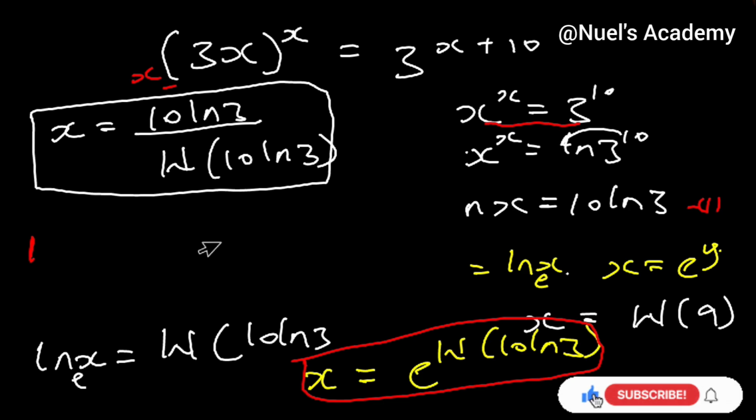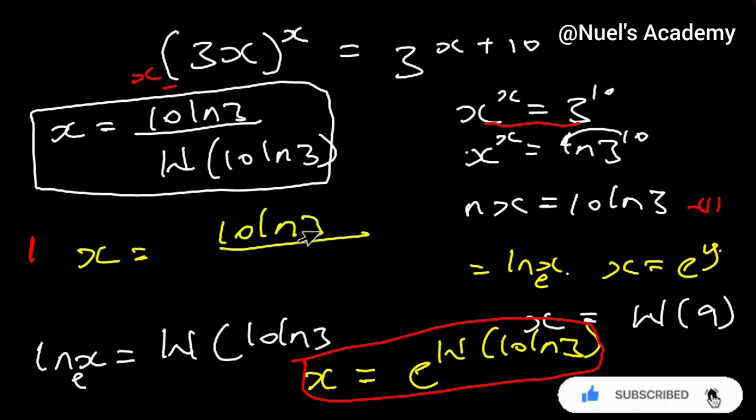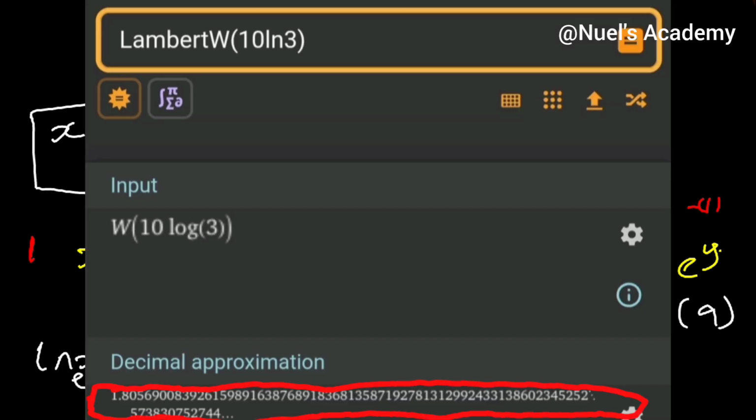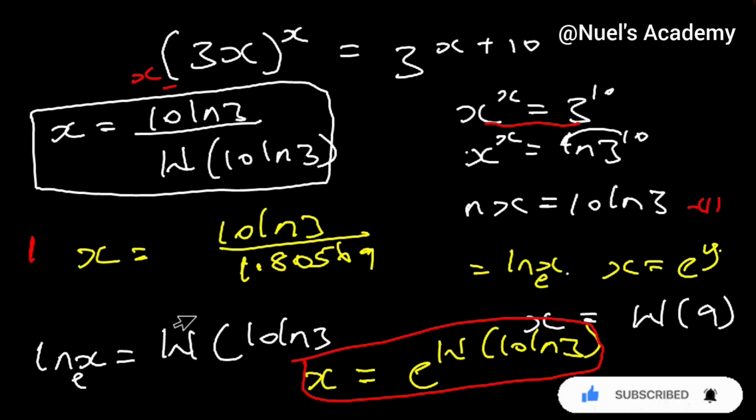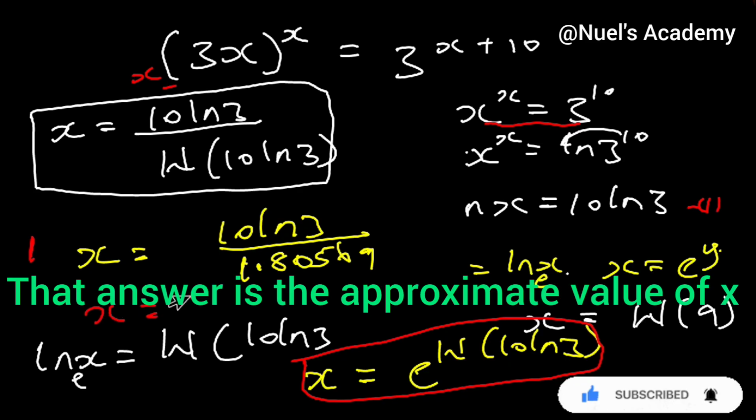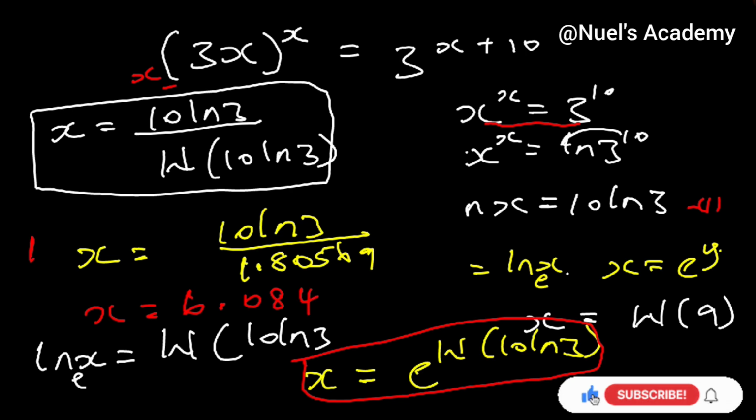Now, to get the numerical value of x, it's going to be 10 ln 3. We are going to look up the value of W(10 ln 3) in the product logarithm calculator. If you look at it, you see that you are going to get the value of 1.80569, and by the time you compute this in your calculator, you are going to have x as 6.084. So this is the final answer.